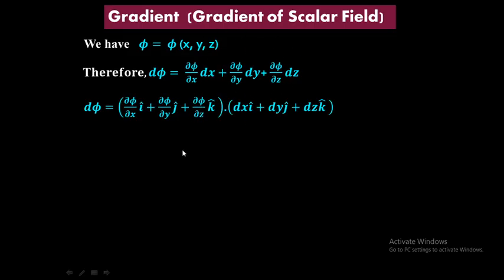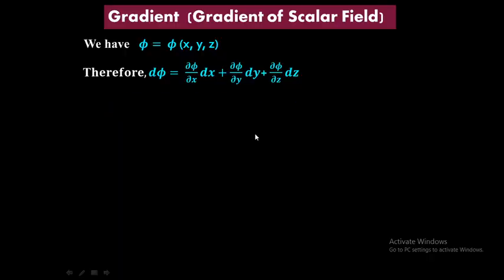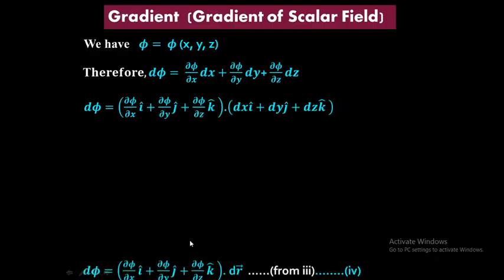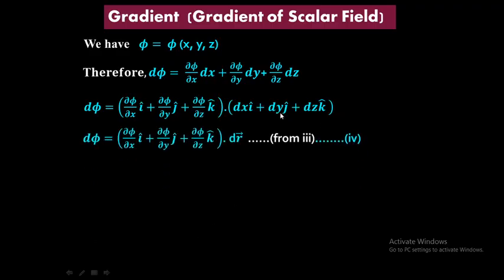Okay, so the dot product between these two vectors will give the answer of this. Now we know that dxi plus dyj plus dzk is nothing but the dr vector from equation number 3. Dr vector is equal to dxi plus dyj plus dzk. So in place of dxi plus dyj plus dzk, we can write the dr vector. Suppose this is equation number 4.